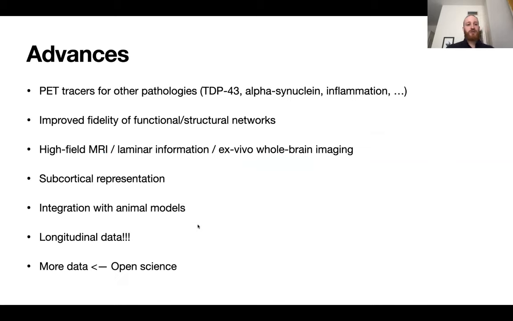So the last thing I'll say is that we could probably advance these models without actually doing any work just by waiting for other improvements in neuroimaging. Obviously, having PET tracers for other pathologies that I hear are around the corner. Obviously, improving the fidelity and resolution of some of our imaging information. Being able to better represent subcortical structures, which seem to be very involved in most of these pathologies. And to be able to integrate more animal data, longitudinal data, and just more data in general. And in that way, we've got to be supportive of open science practices.